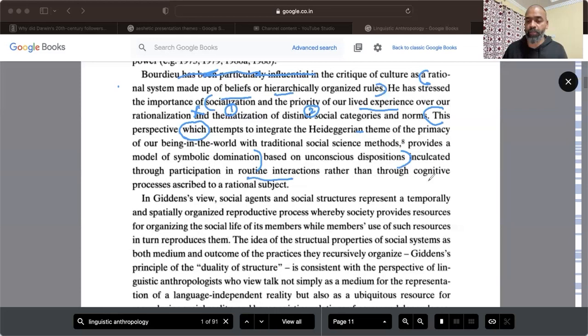Routine interaction versus cognitive. So this "rather than" gives you symmetry on either side. Okay, A rather than B. Whenever you see connectors like these, rather than, not only but also, as and as, either or, neither nor, there is symmetry. So inculcated through participation in X rather than Y. X is routine interactions, lived experience, rather than through cognitive processes ascribed to a rational subject, which is rationalization and thematization.